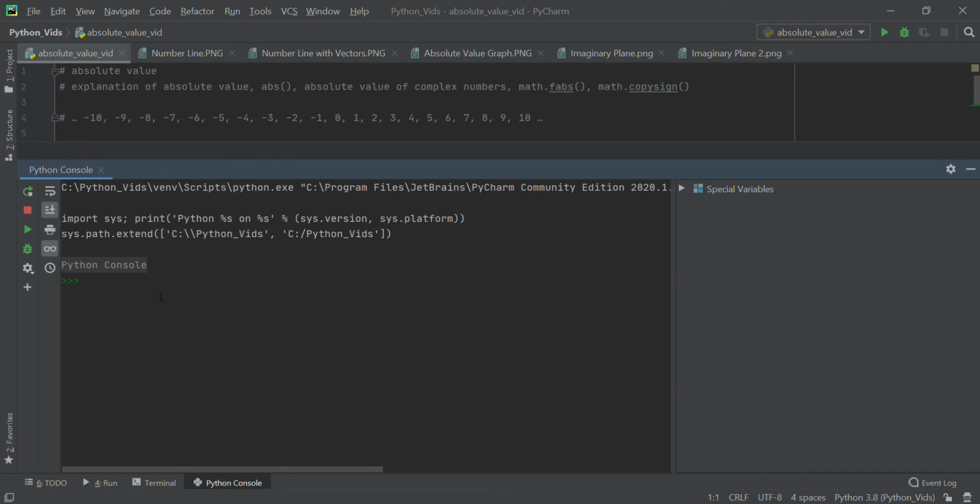So abs of -4, we just saw gave you 4, and is the absolute value abs of 4 going to give you the same thing? It does. It gives you 4. And are these two equal to each other?